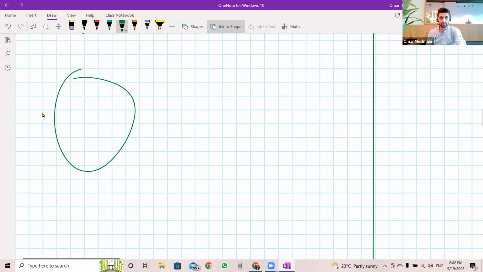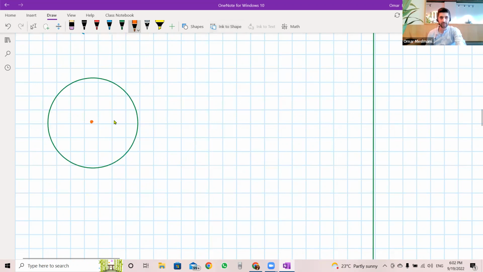More. If you have a circle and you have a center, and you have an angle AOB, what do we call the angle AOB? Central angle. Exactly. So the angle AOB has a name: a central angle.